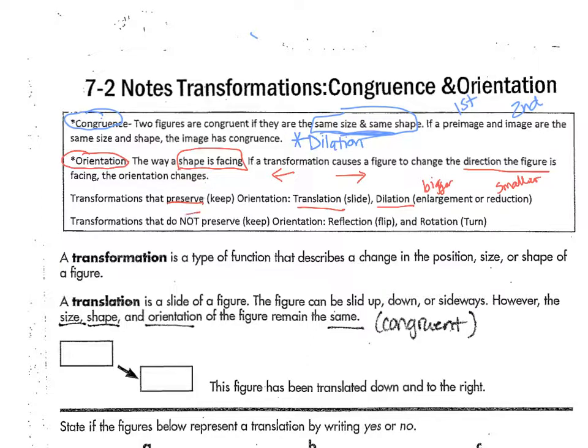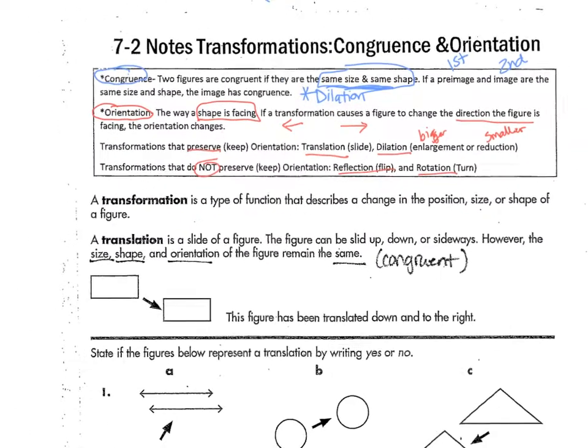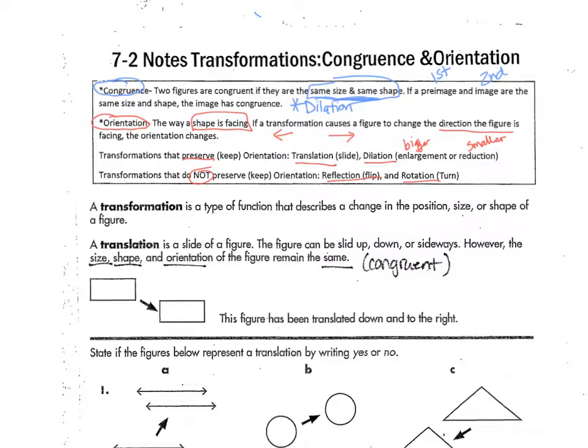And then transformations that do not preserve or keep orientation: reflections, that means your shape is going to flip across a line of reflection, and rotation, that means your shape is going to turn. So a transformation is a type of function that describes a change in the position, size, or shape of a figure, like we talked about.